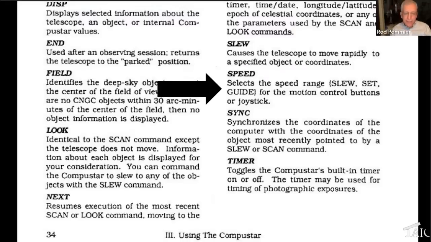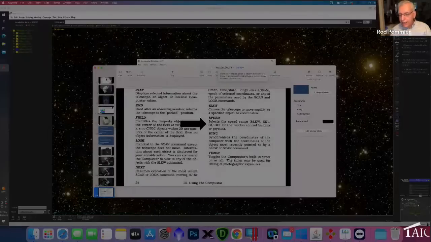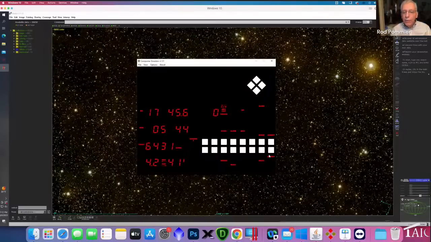But I noticed something very strange every time I did that. So let's go back here to this emulator. And notice that when I hit speed, I actually got four choices: slew, set, guide, and auto. When you hit slew, you get one beep. When you hit set, you get two beeps. When you hit manual guide, you get three beeps. When you hit auto, I got four beeps, and it says auto. And I thought, what is auto?